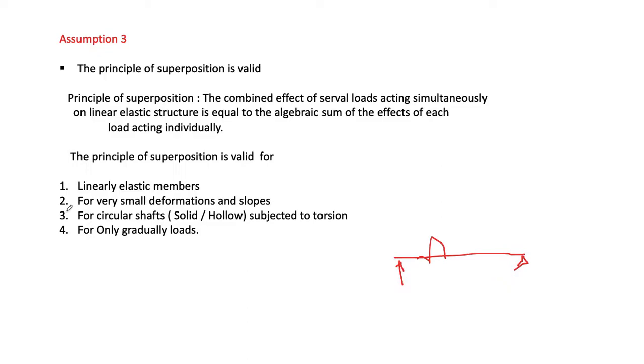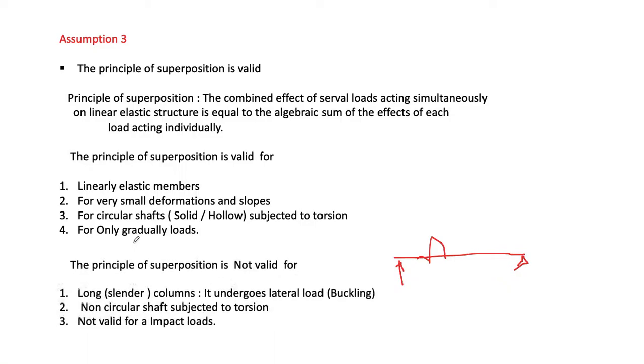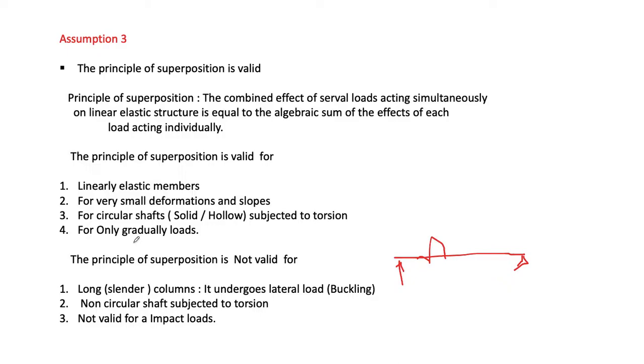Superposition is valid for linear elastic materials, for very small deformations and slopes, for circular shafts, solid and hollow, subject to torsion, and only for gradual loads. Superposition is not valid for long or slender columns, which undergo lateral buckling. Taking the two axes, x and y, for example, I'm taking a column.